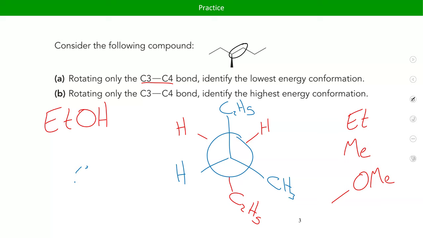so the least stable eclipsed version if you rotate. And what would you want eclipsed to be the highest energy state? The ethyls. We want to put the ethyls on top of each other. So 180 on the back? So rotate 180 on the back, or front, however you want to look at it. Should be the same either way, right?